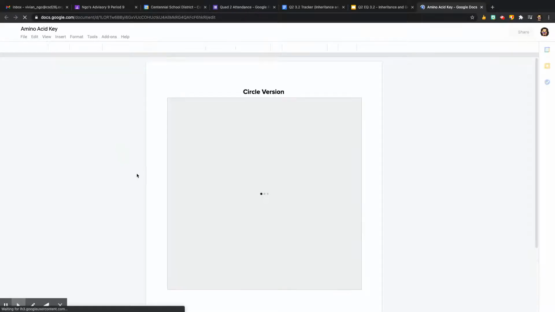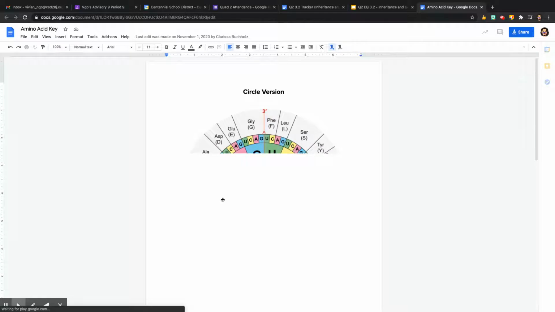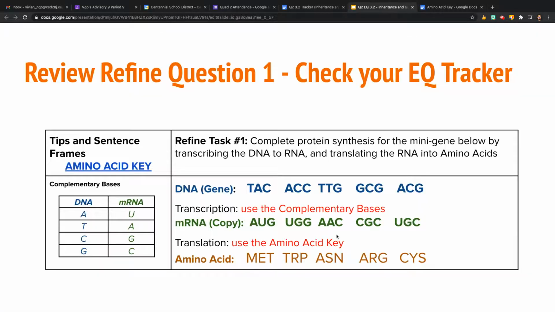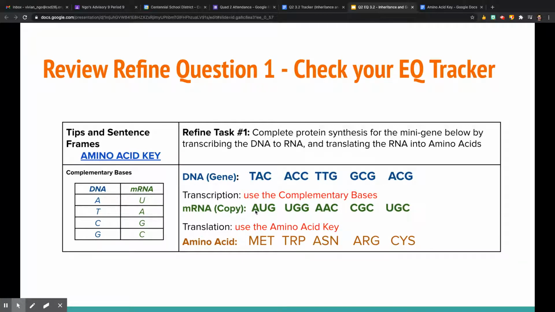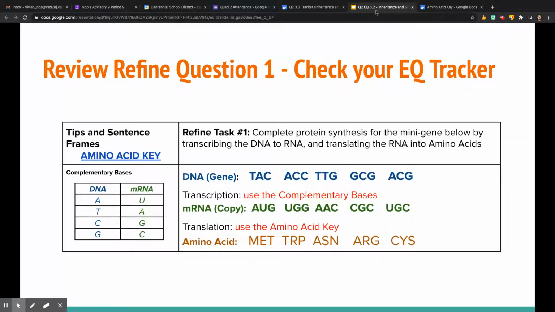And there are two different keys that you can use. You can use the circle version or you can use the chart version. So I personally like the circle version more, so that's the one that I tend to use. So the way that I found this first one, AUG is my code, and it's METs that I found. So you're going to go here. A is this first one right here, U, and then G, and then out, METs. So you're starting from the center and you move outward. Just a reminder, refresher from yesterday.